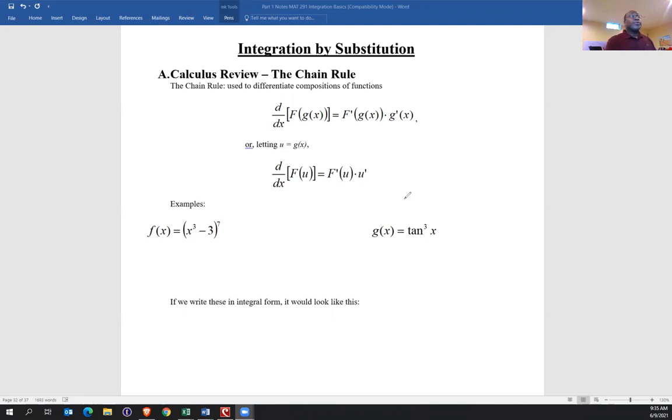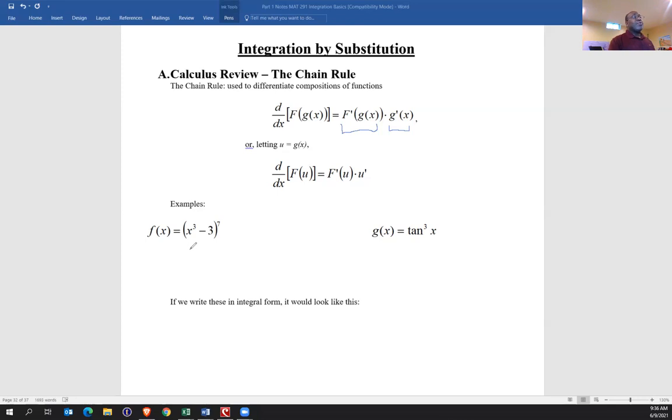And so the general rule for differentiating a composition of functions is that the derivative of a composition is going to be equal to the derivative of the outer function with respect to the inner function multiplied by the derivative of the inner function. So here we can write that as the derivative with respect to x of f of g of x being equal to f prime of g of x times g prime of x. Or if we write it a little bit simpler, letting u represent that inner function, we can write that as the derivative of f of u being equal to f prime of u times u prime. So now a couple of examples.